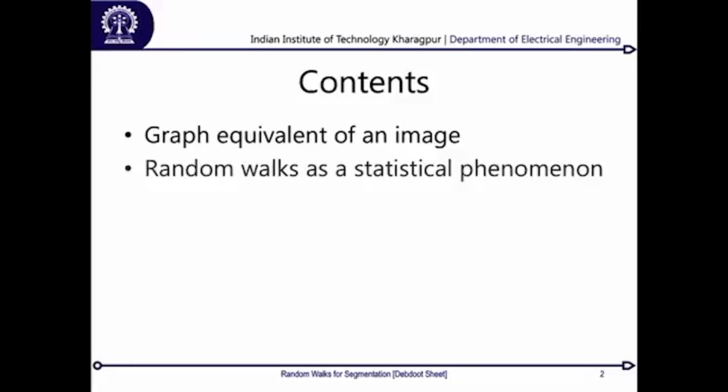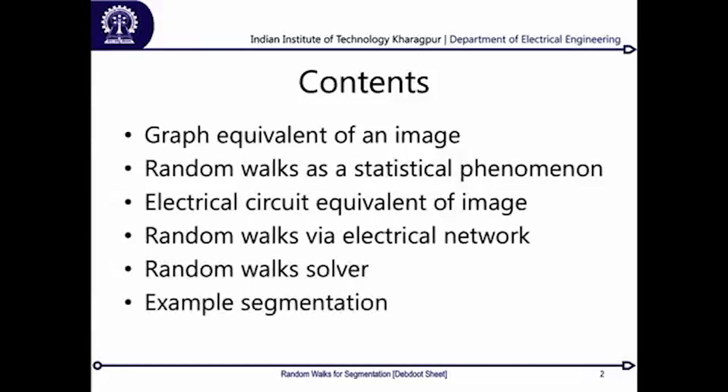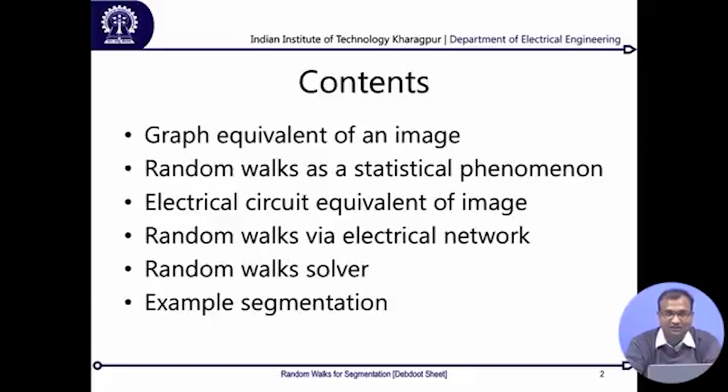So, without much delay, the initial part will be on representing an image as an equivalent graph, and from there I will speak about what random walks is as a statistical phenomenon, and why this curious name random and walk comes together. From there we enter into the electrical circuit equivalent of representing the image, and from there to solving random walks on an electrical network equivalent. Then we enter into the actual solver, called a solver because you have a set of linear algebra equations which you need to solve to get the solution, and then there will be an example on an MR image which we will be showing.